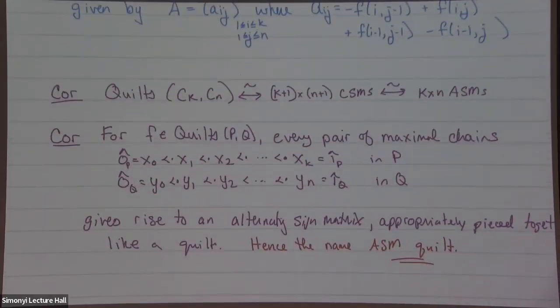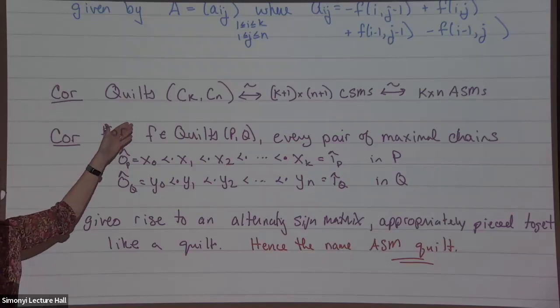And the reason that we call them ASM quilts, and after I go away from CK cross CN, is there still any connection at all with alternating sign matrices? And there is. And it's kind of like this.